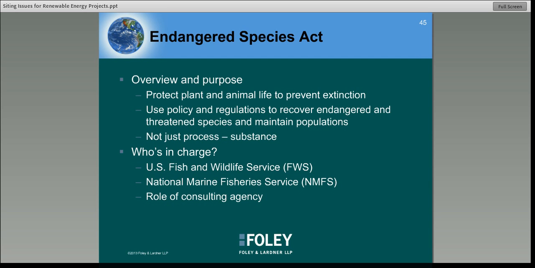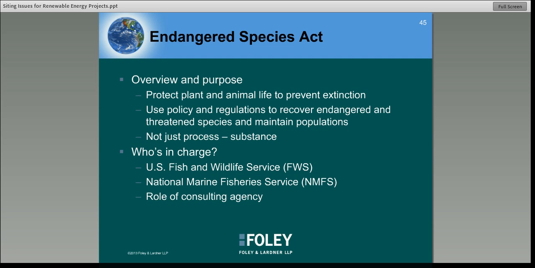Next, moving on, we're going to talk about the Endangered Species Act. The Endangered Species Act is different from NEPA in a variety of ways, but the biggest difference is that it's not a process, there's actually substance to this act. So the purpose of it is to protect plant and animal life, prevent extinction, and it does that through policies and regulations that are designed to recover endangered and threatened species and to maintain populations.